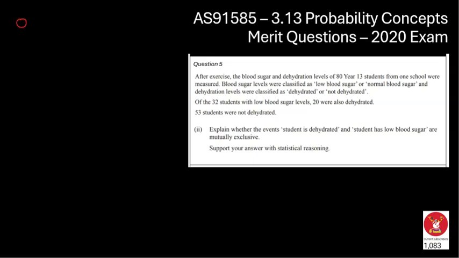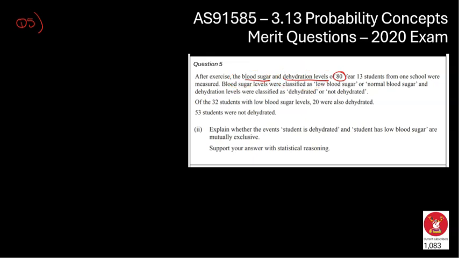So let's get into question number 5 first. After exercise, blood sugar and dehydration levels of 80 Year 13 students from one school were measured. Straight away, because there are 2 variables, I'm thinking, is it going to be a two-way table? Is it going to be a tree with the blood sugar and then the dehydration afterwards? That's what I'm thinking so far, table or tree.